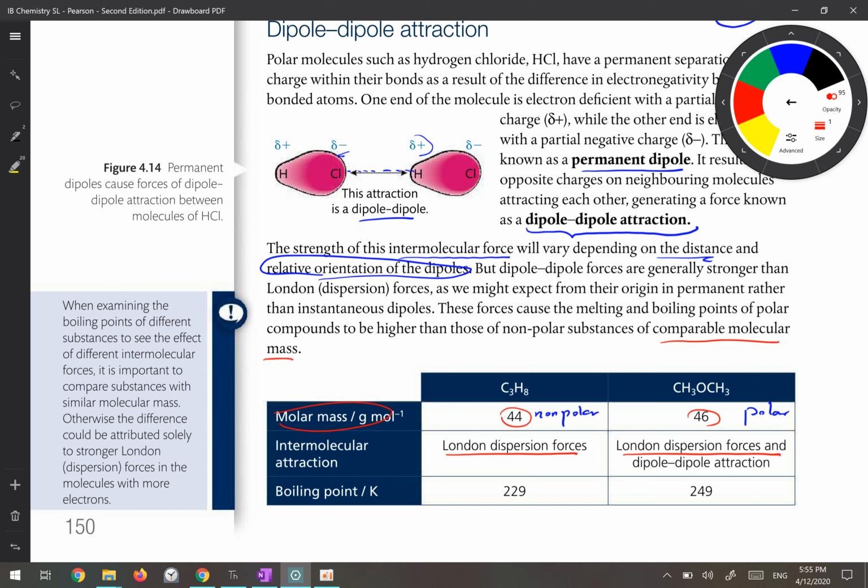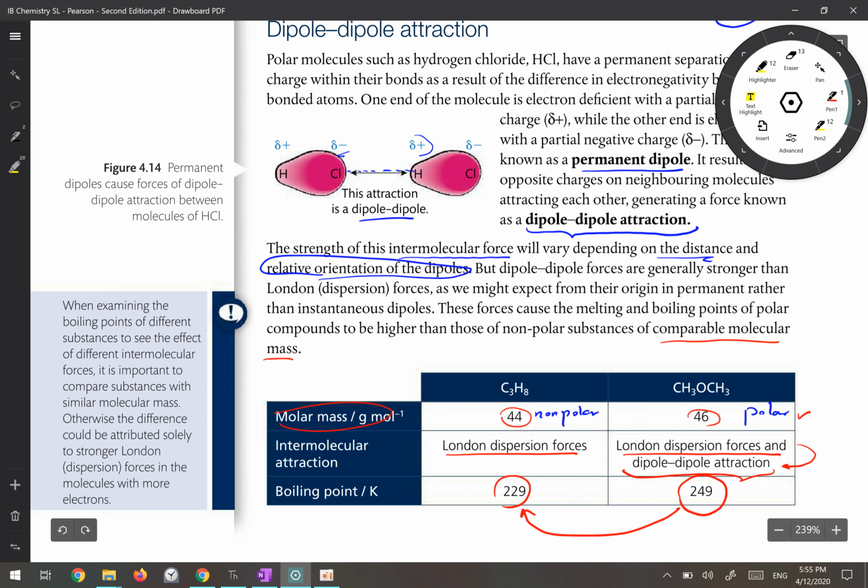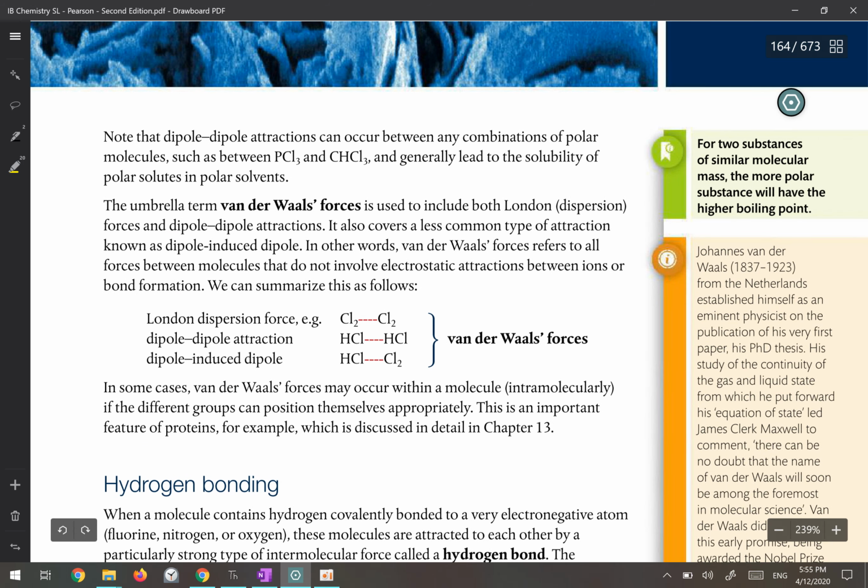But for this molecule which is polar, it has extra attraction between its molecules, and that is dipole-dipole attraction. So when you look at the boiling point, you can see that the boiling point of CH3OCH3, which is a polar molecule, is more than C3H8 with almost the same molecular mass, but which is non-polar. Okay, so let's move on to the next page.